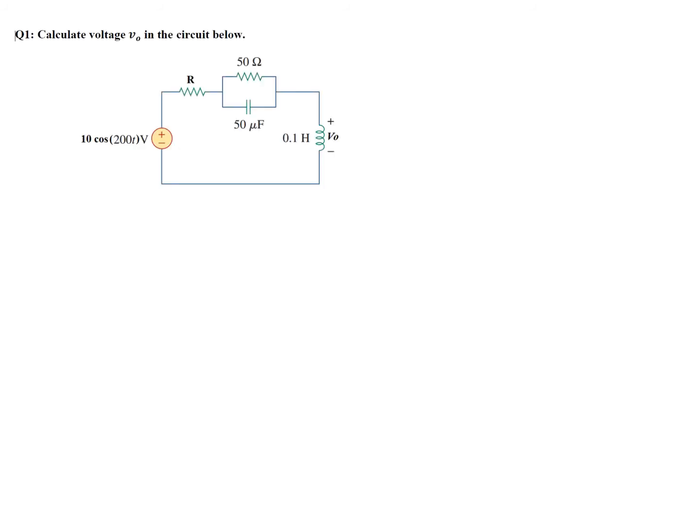Question 1. Calculate the voltage VO in the circuit below. We can see VO is here, and we have an AC input and some other elements in the circuit. Because we have an inductor, a capacitor and a resistor, it's best to convert everything into impedance. Then it will be relatively easy to calculate Vout.